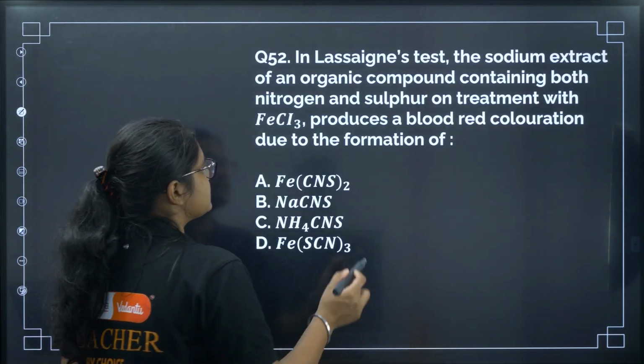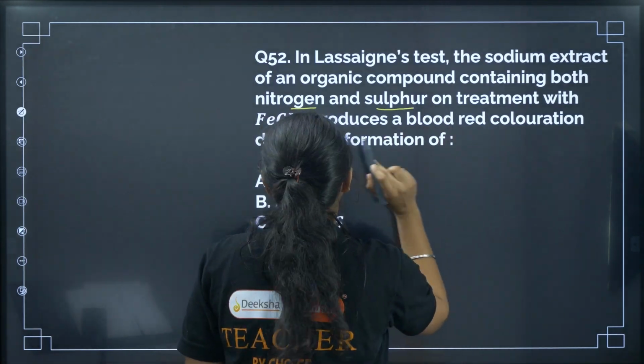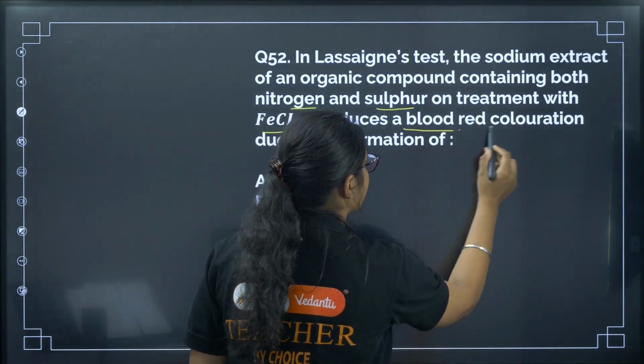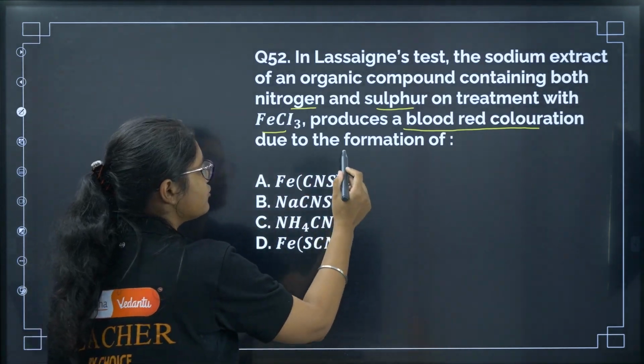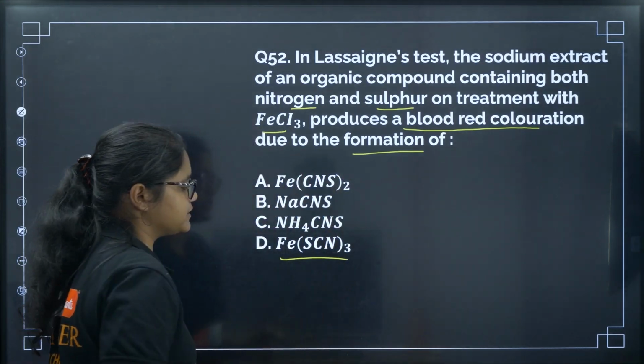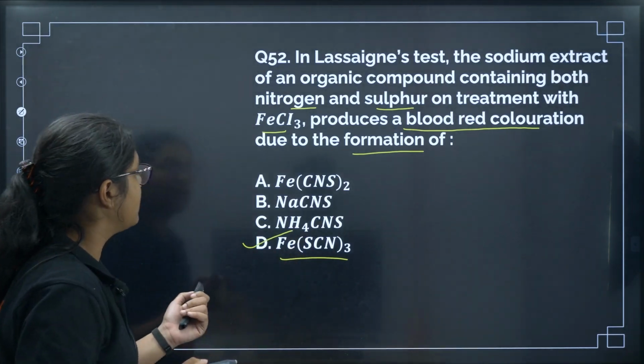In Lassaigne's test, the sodium extract of an organic compound containing both nitrogen and sulfur, on treatment with FeCl3, produces a blood red coloration due to the formation of iron thiocyanate. The correct answer is option D.